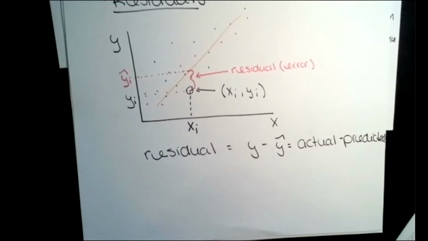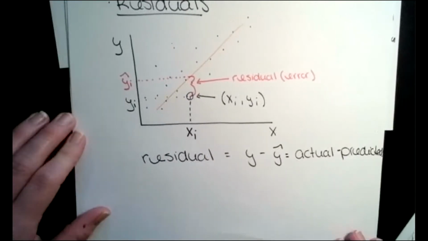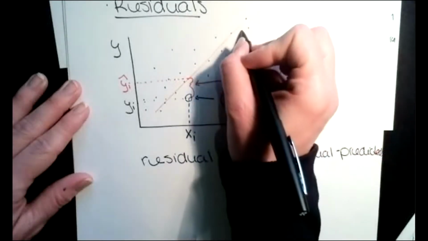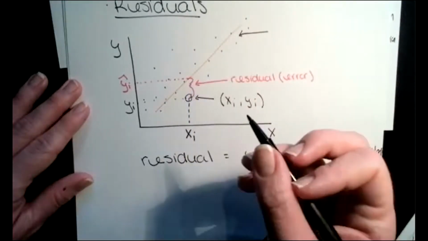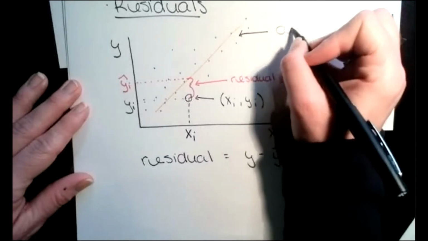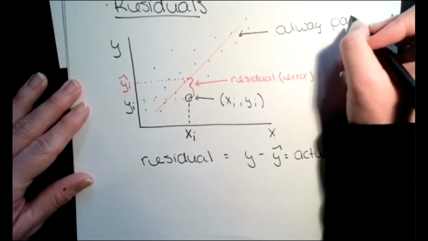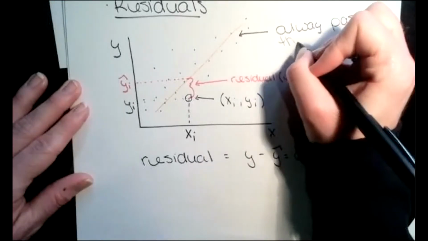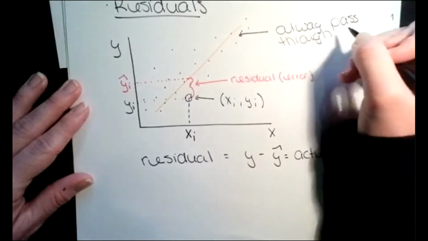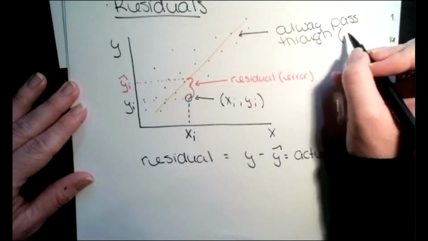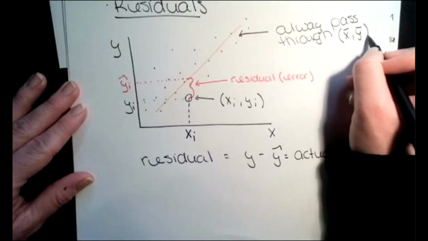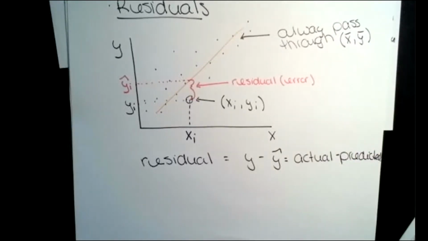I like to give you this visual because I think it's so helpful. And I'm going to say this again, as I said in step one: I want you to remember that this line will always pass through the point of my sample means, X bar, Y bar. So that's my residuals. It's my error.